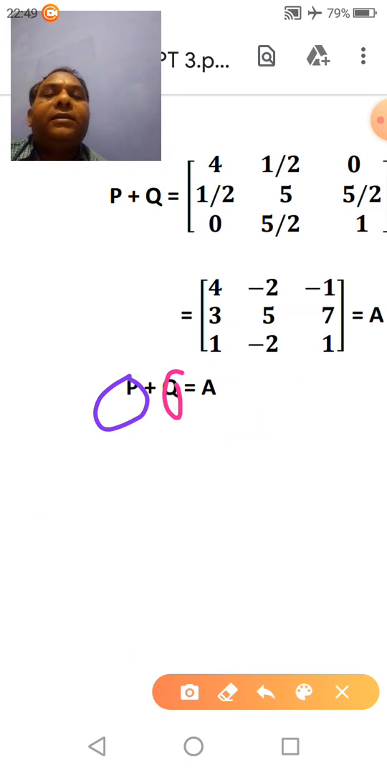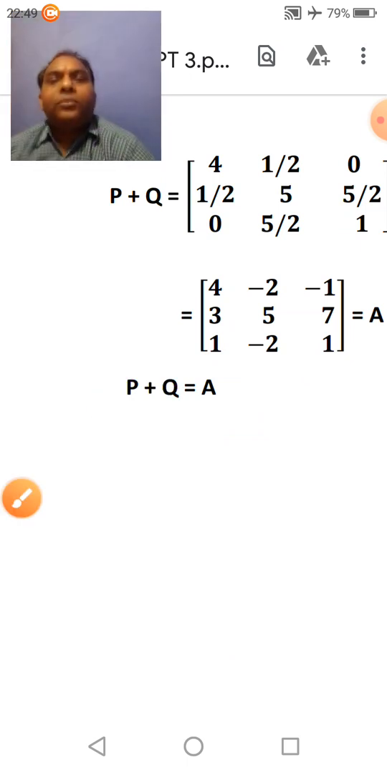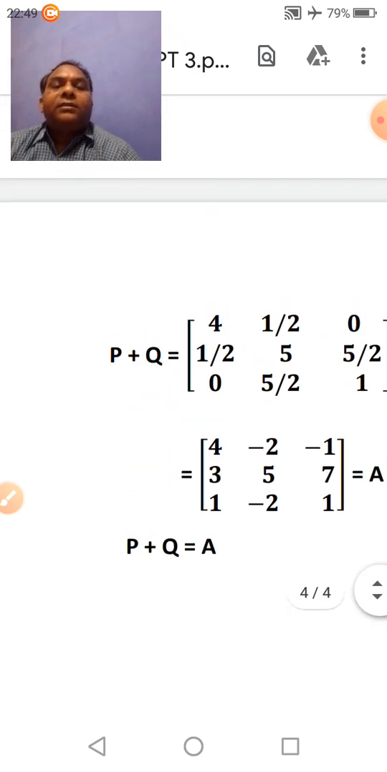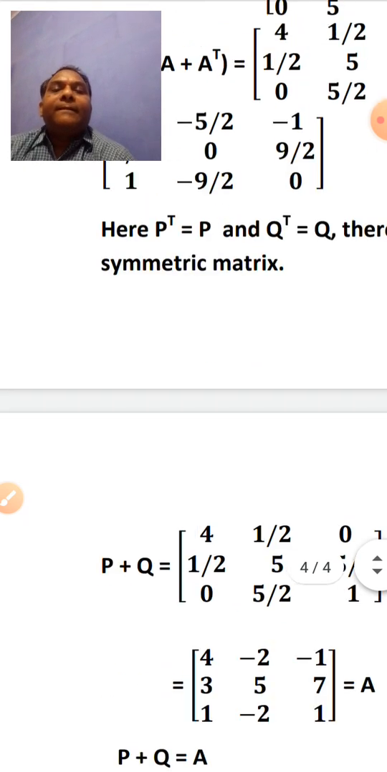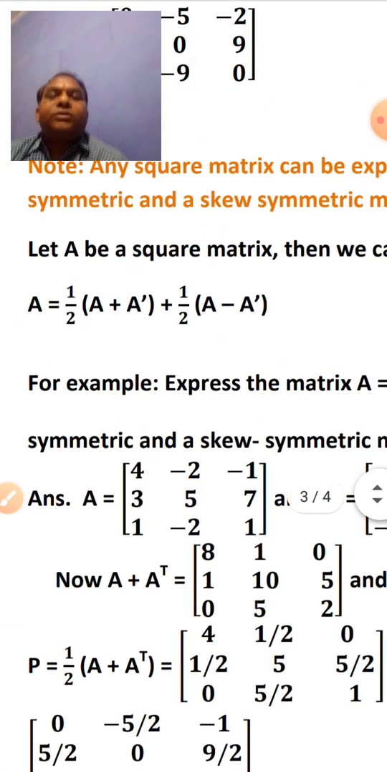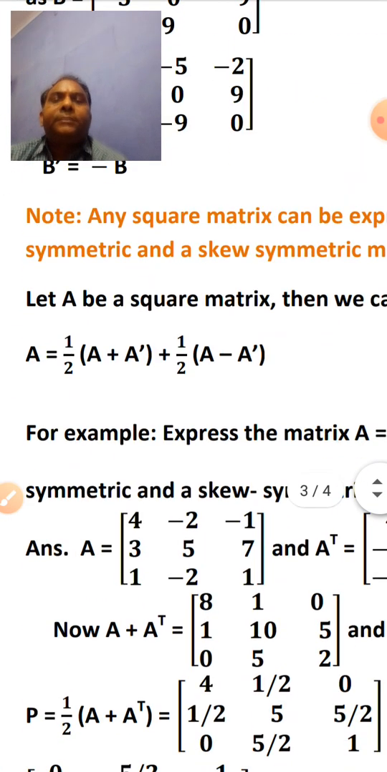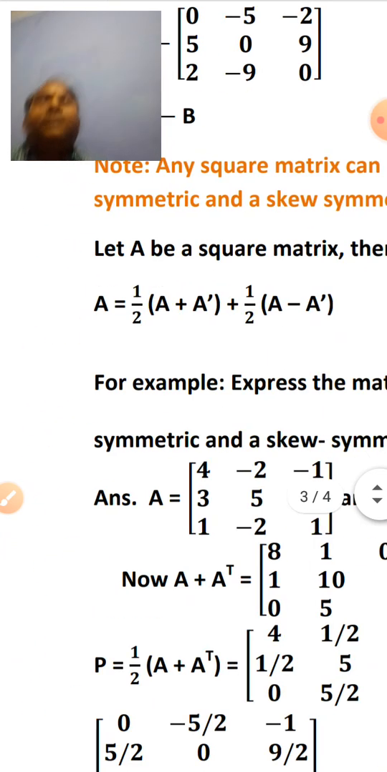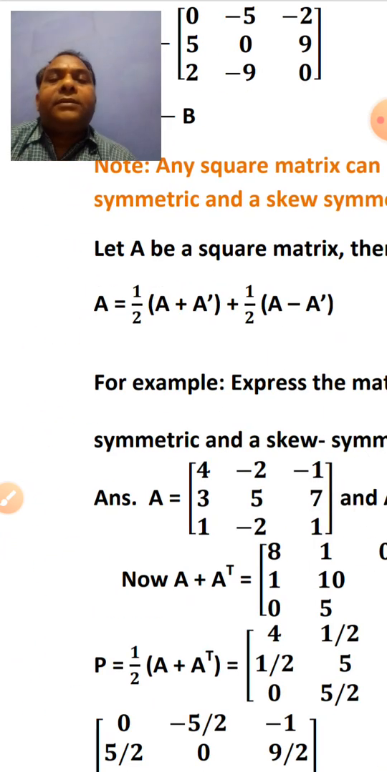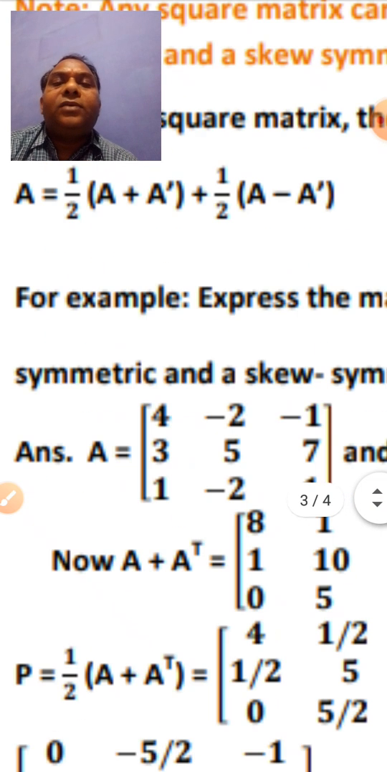Clear? Now you have to solve exercise 3.3. Clear? And all questions related to this topic. You have to try extra questions also. Clear? Related to this topic.